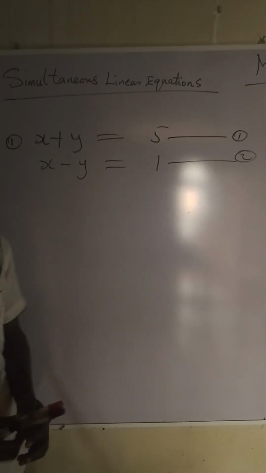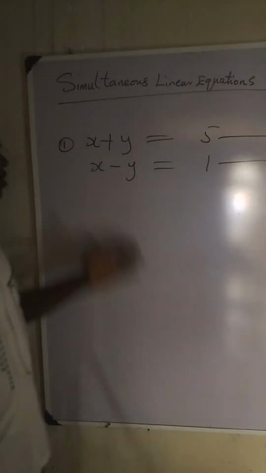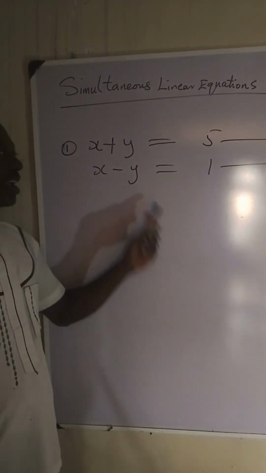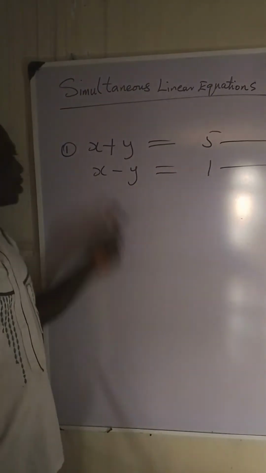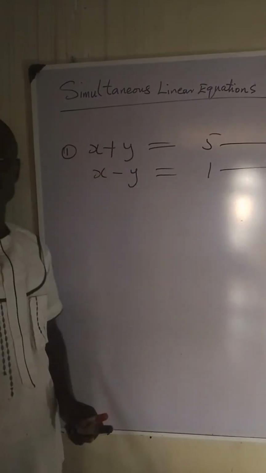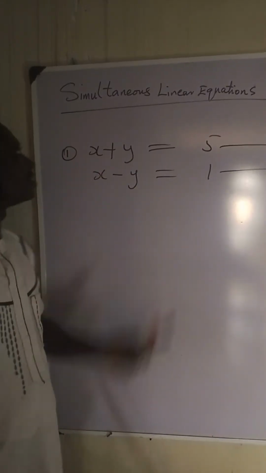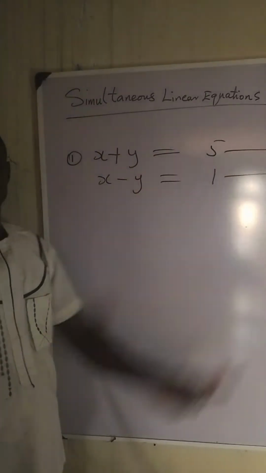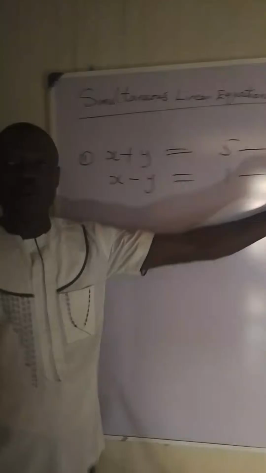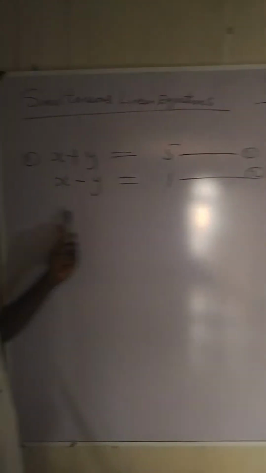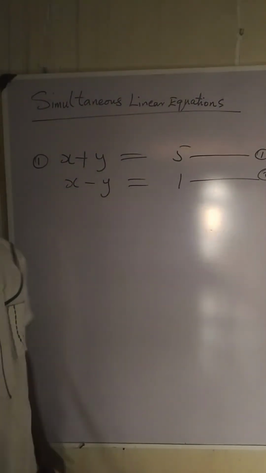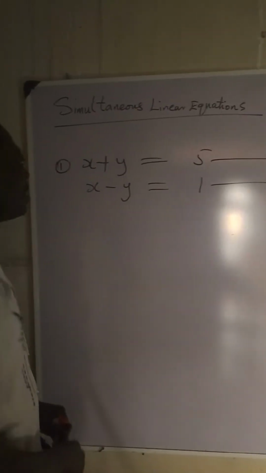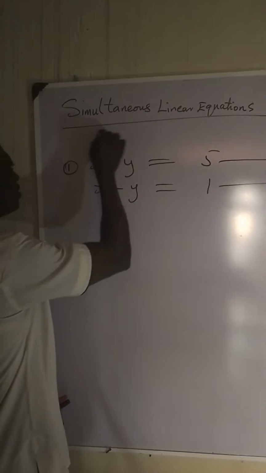Unlike linear equation, here we are solving for x and y at the same time. And because we have two letters to solve at the same time, hence the word simultaneous, we have two equations. One of them called equation 1 and the other equation 2. We are going to start today's work with elimination method.